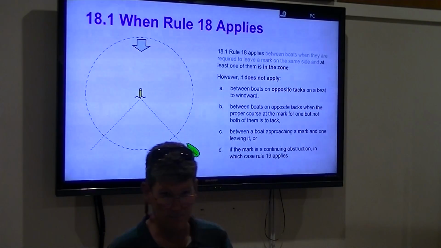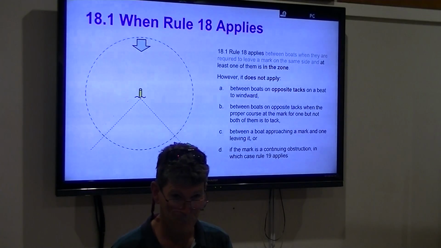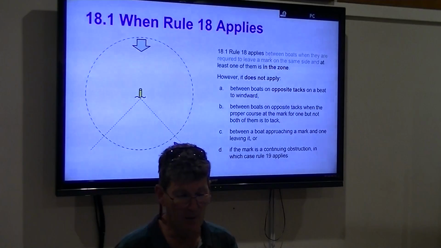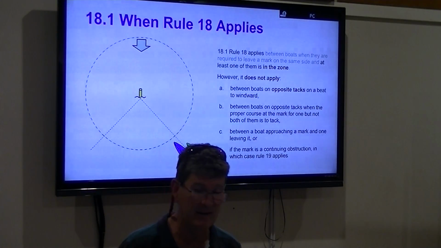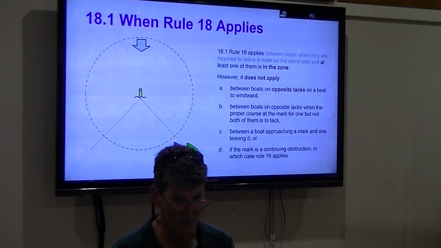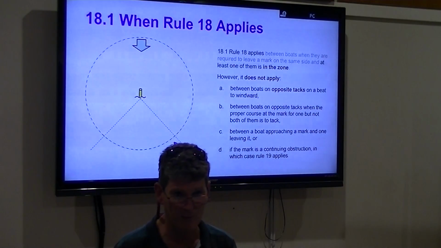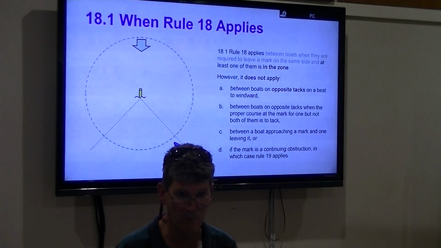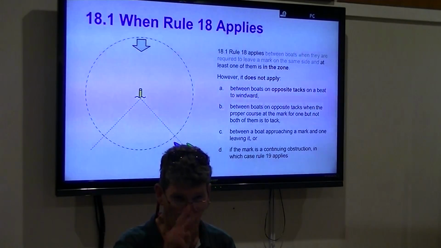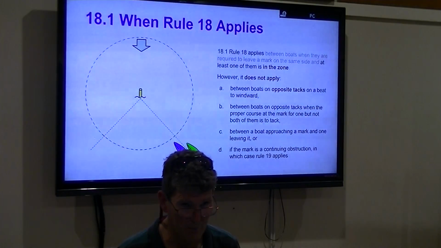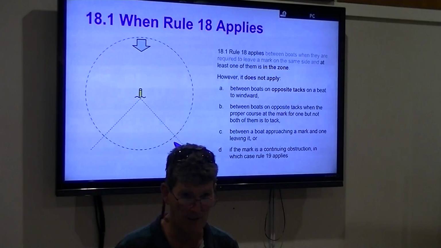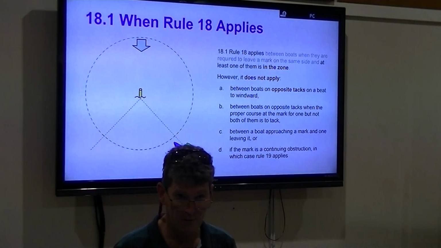Can I ask a question? What about boats of different sizes? Well, this rule should have said at least one of them is in the zone, to make it clear, because the zone is defined as being within 3 boat lengths of the mark. So if you've got Bacara up against Wild Oats, then Wild Oats' zone starts 300 feet from the mark, and if one of them is in the zone, then Rule 18 can apply.